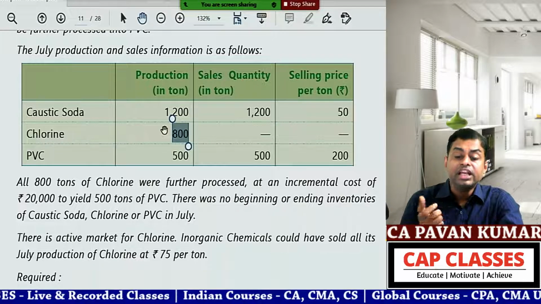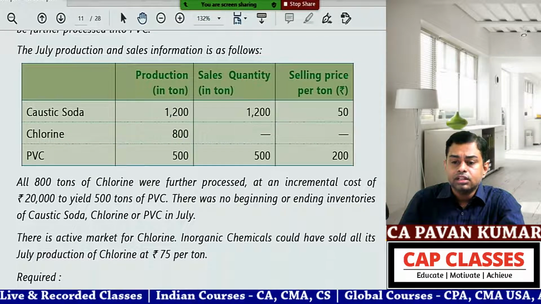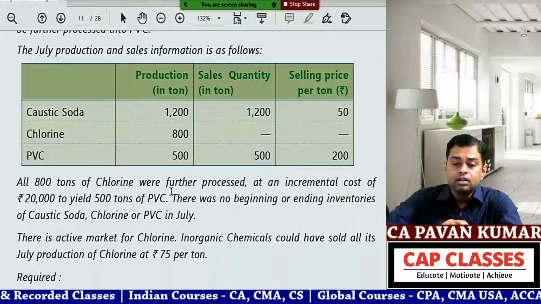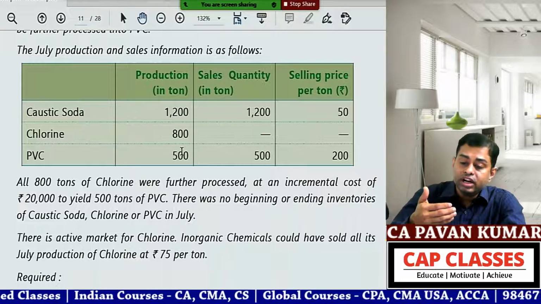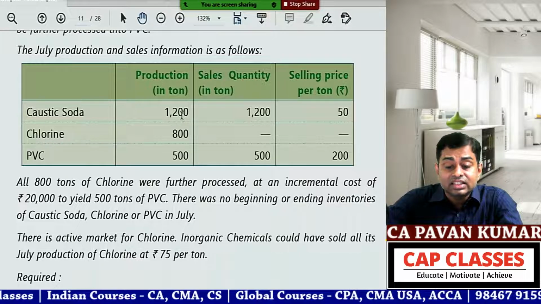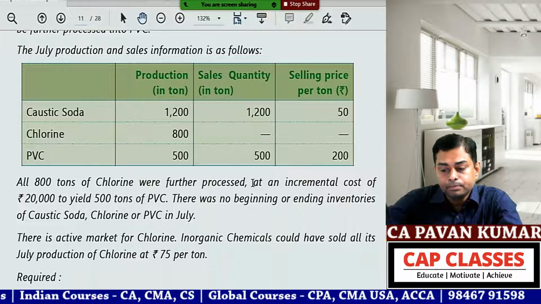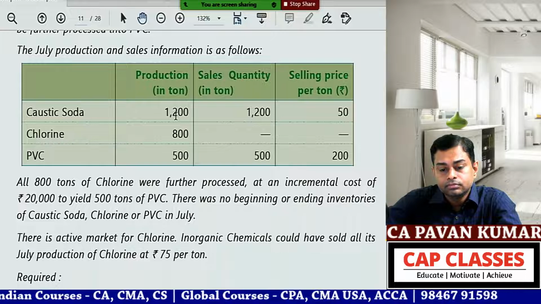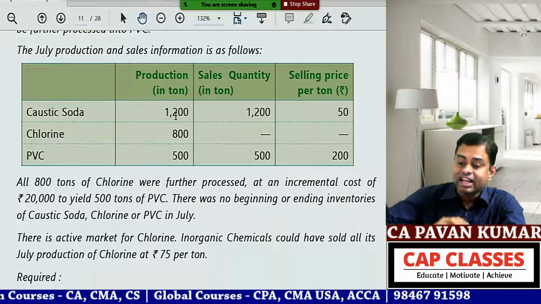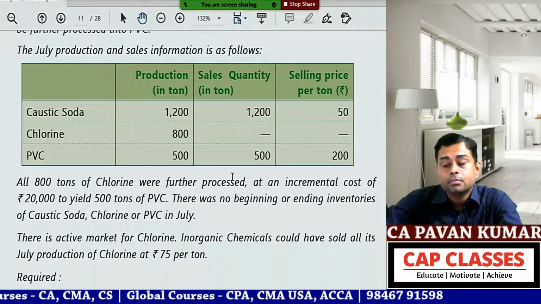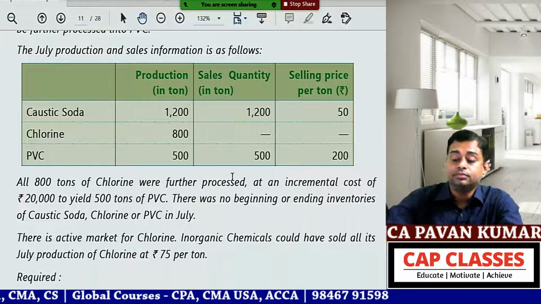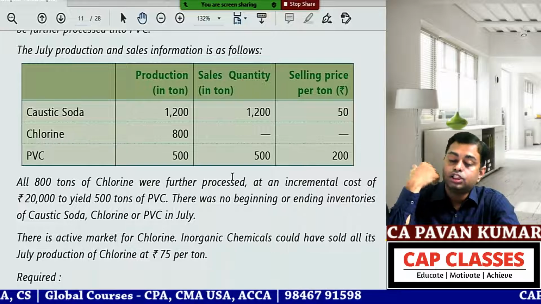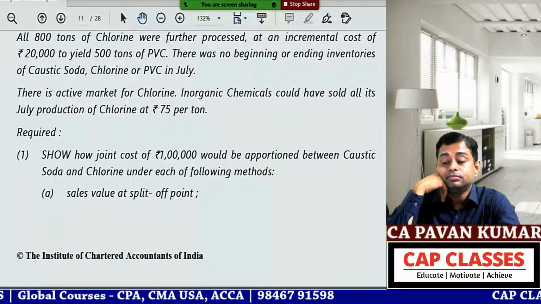So apportion in 1200 is to 800, which is nothing but 3:2. There is so much of noise. 1200 is to 800, the ratio is 3:2. Ramya? Yes, sir. So can you apportion 1 lakh in 3:2 and tell me? Is it 60,000 and 40,000? Yes, sir. That is the second method.